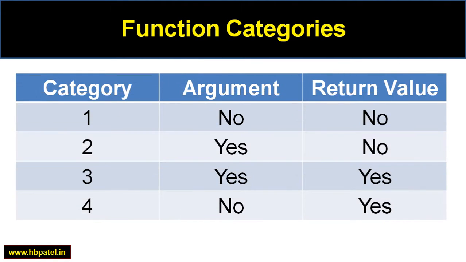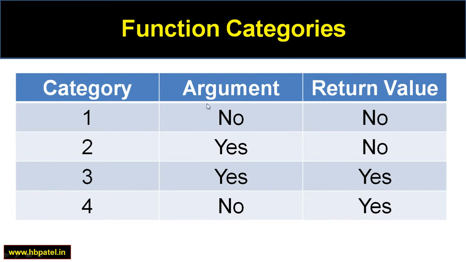Now, based on the arguments and based on the return type, there are 4 different categories. If we do not specify any argument and we do not return anything, meaning we do not have input and we do not return anything, then it is called a function without argument, function without return value. This is my first category.